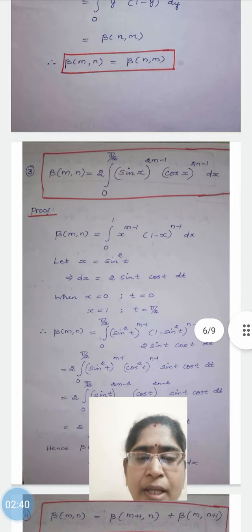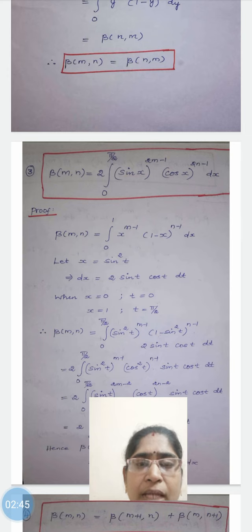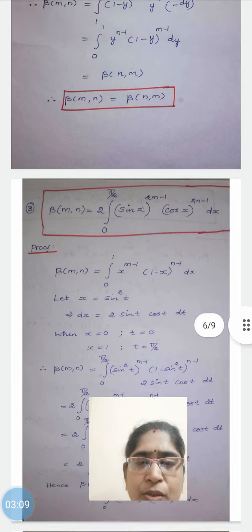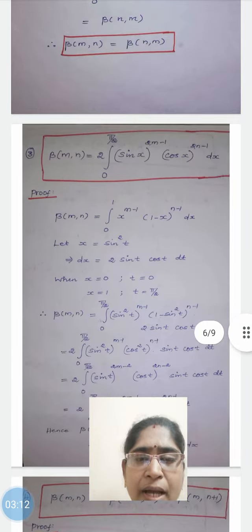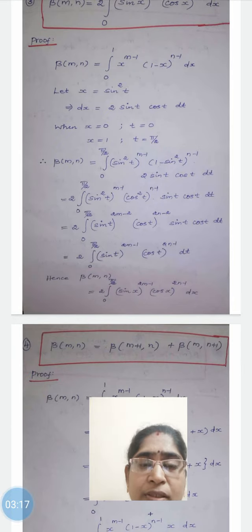Coming to the third property, beta of m comma n can be written as 2 times integral over 0 to pi by 2 (sin x) the whole power 2m minus 1 into (cos x) the whole power 2n minus 1 into dx. This result can be got by substituting x is equal to sin square t. When we differentiate both sides, we will be getting dx is equal to 2 into sin t cos t dt. So to get the new limits, when x is 0, our t is 0, and when x is equal to 1, t is pi by 2. Therefore, substituting this in the definition of beta of m comma n, we will be getting integral over 0 to pi by 2, 2 times (sin x) the whole power 2m minus 1 into (cos x) the whole power 2n minus 1 into dx.